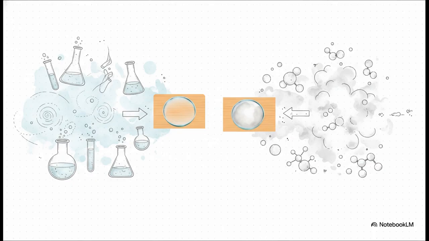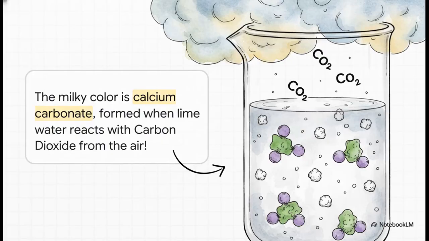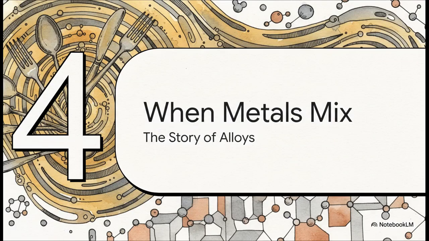So what's actually happening on a chemical level? What's going on is a specific chemical reaction. The lime water is reacting with the carbon dioxide that's in the air. This reaction creates tiny, new, white particles called calcium carbonate, and those particles are what turn the water milky. It's definitive proof that CO2 is part of the air we breathe. So we've gone from the invisible mixture of gases in the air to a solid one.